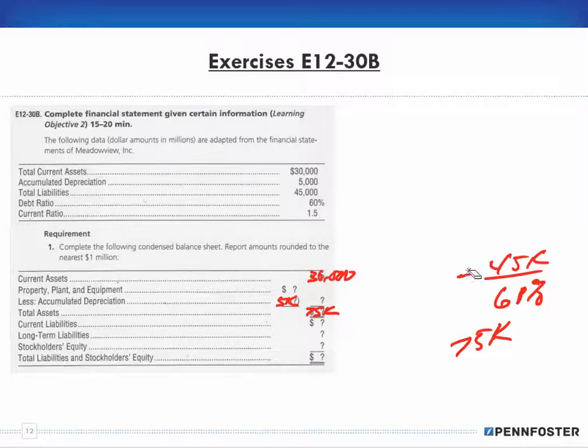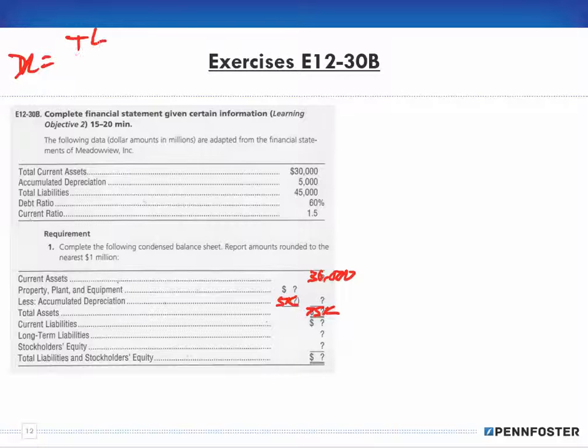In case you're wondering why I used the debt ratio: I know that the debt ratio is equal to total liabilities over total assets, and I also know that the current ratio is equal to my current assets over my current liabilities. I have these pieces to the puzzle to help me figure things out. I'm looking for total assets because I have 30,000.